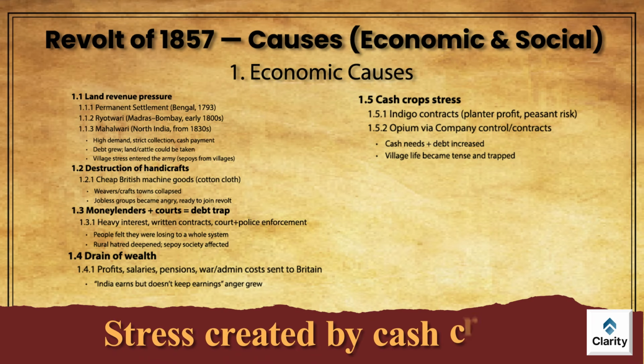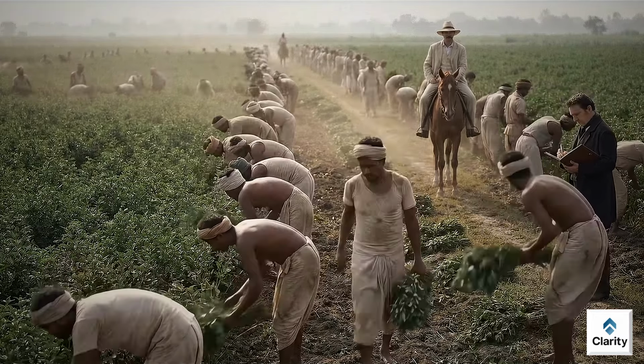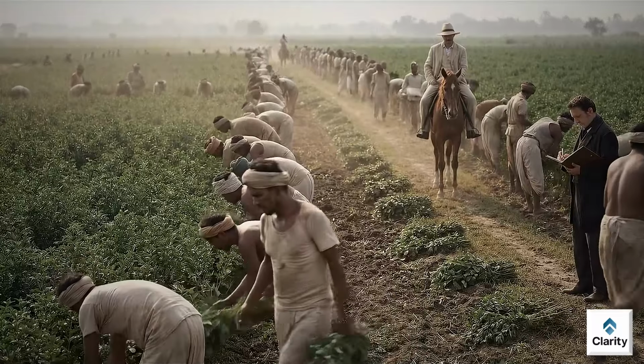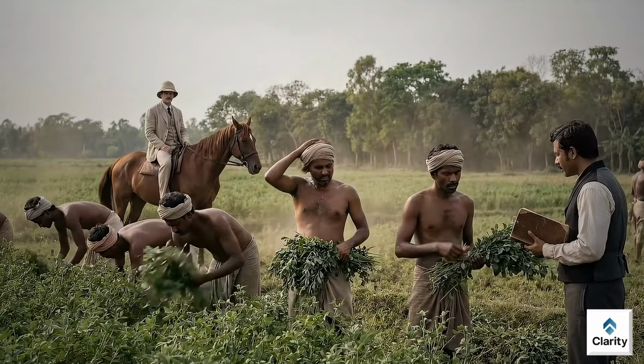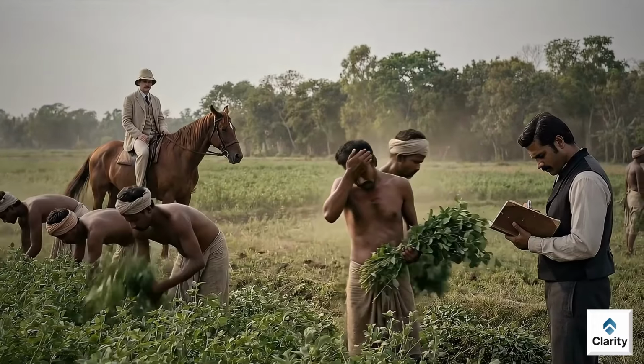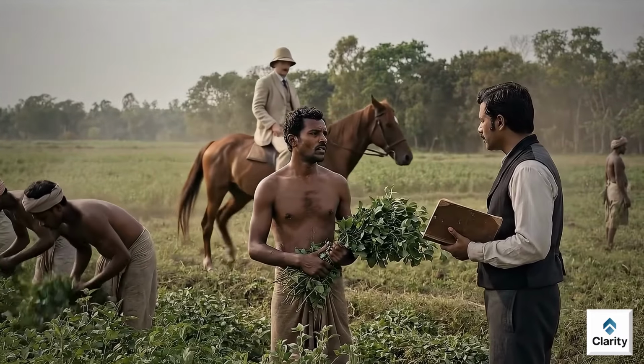The fifth economic cause was stress created by cash crops. The colonial economy pushed crops that suited British trade. Indigo is the clearest example. In parts of eastern India, European planters pushed peasants into indigo contracts and bought the crop at low rates. The farmer carried the risk. The planter took the profit.